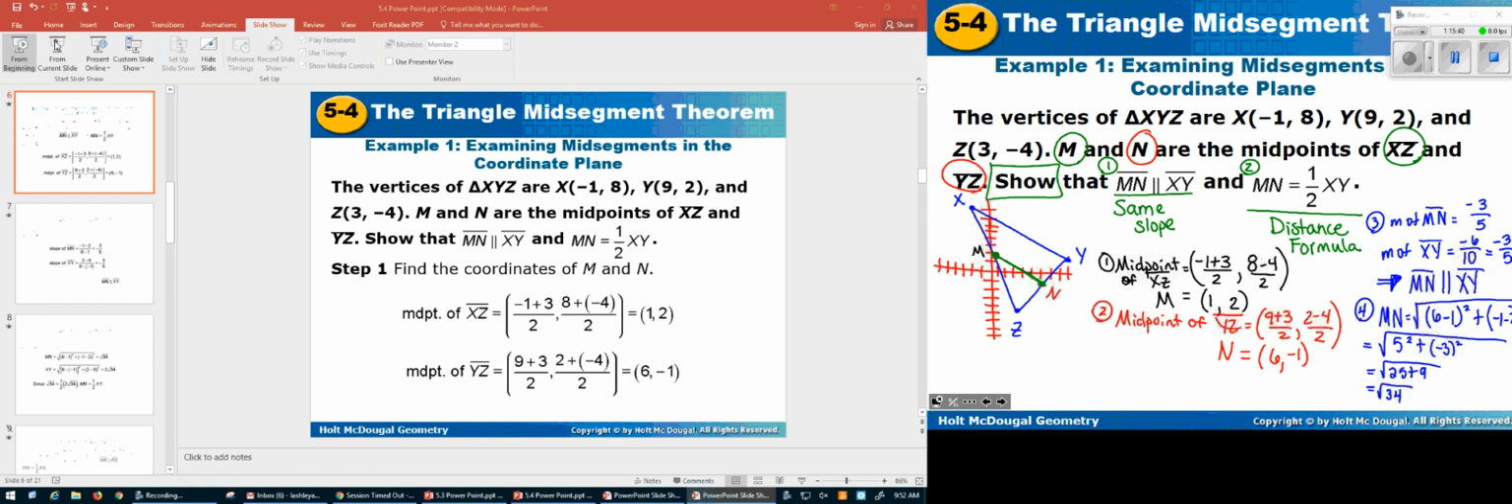Okay, I'm running out of room on the whiteboard. I'm going to try to come down here low for XY, and I'm going to do the distance from X to Y real quick. So X to Y, I'm using the coordinates up high, negative 1, 8, 9, 2. So I'm going to have 9 minus a negative becomes plus 1 squared, plus, and then 2 minus 8 squared. Simplifying that, we get 10 squared plus negative 6 squared. Simplifying that, we get 100 plus 36, which is the square root of 136.